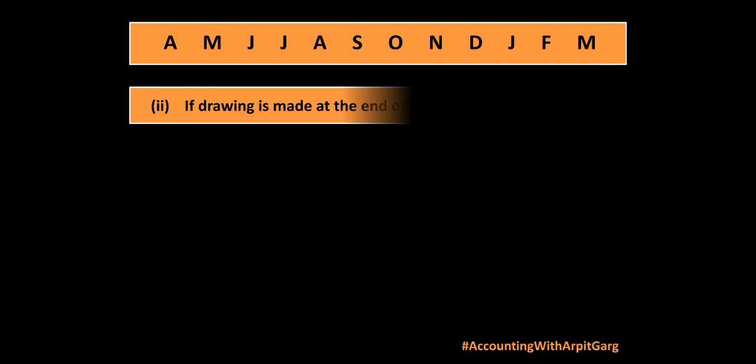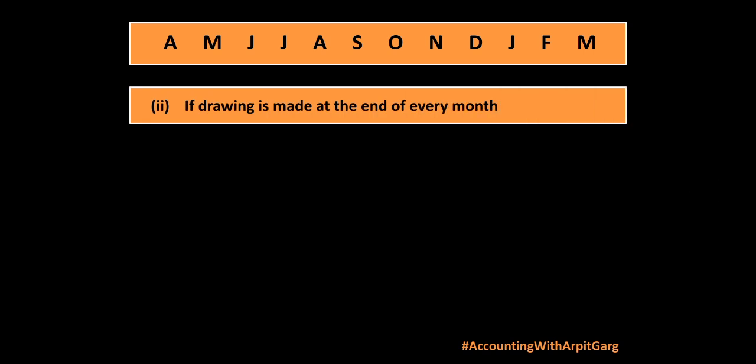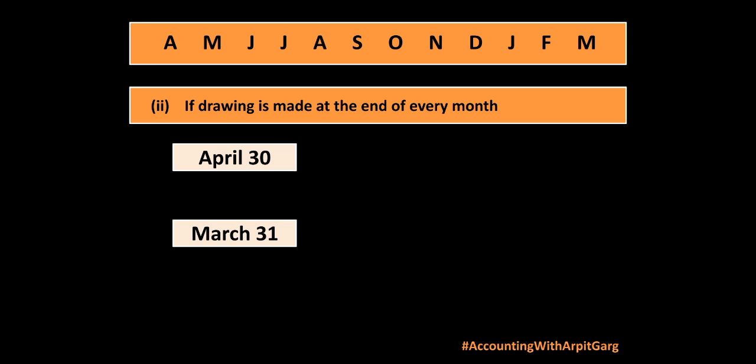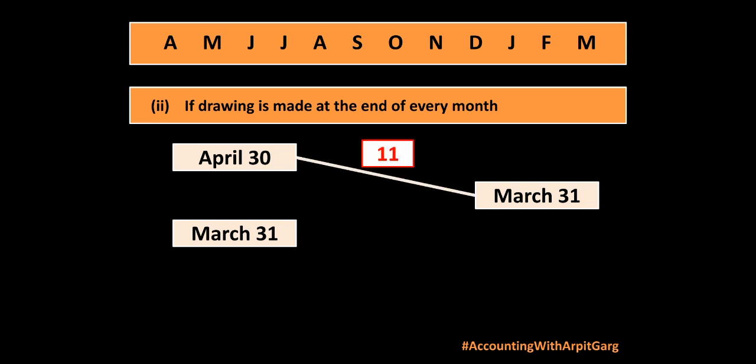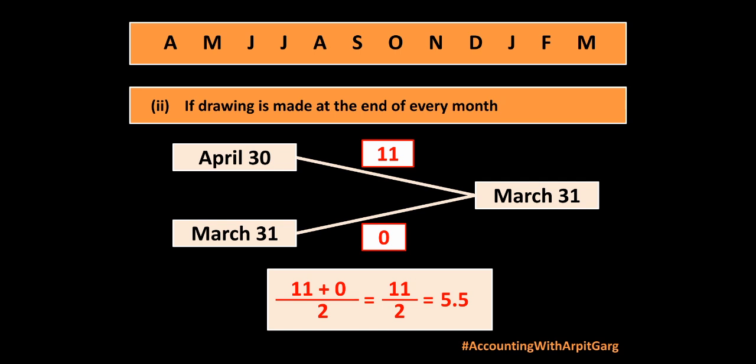Now when drawings are made at the end of every month, let's see, the first drawing is made on 30th April, that is the last day of the month. The last drawing will be made in the last month, so 31st March. Then the last day of the year, March 31st. Then time from first drawing to last date, 11 months. Time from last drawing to last date, 0 months. Simple, 11 plus 0 divided by 2.